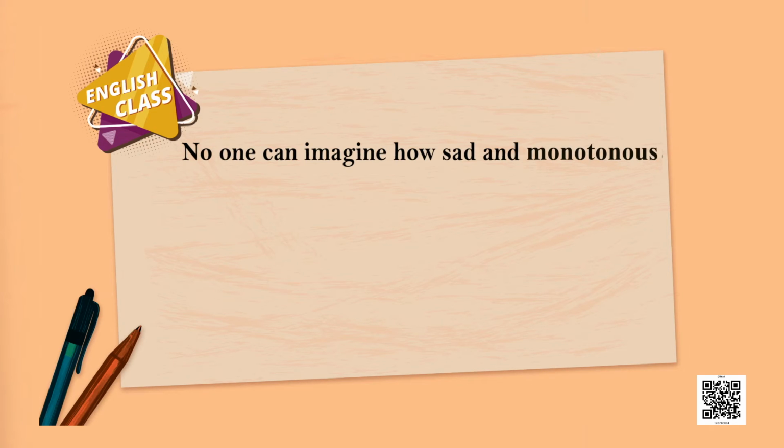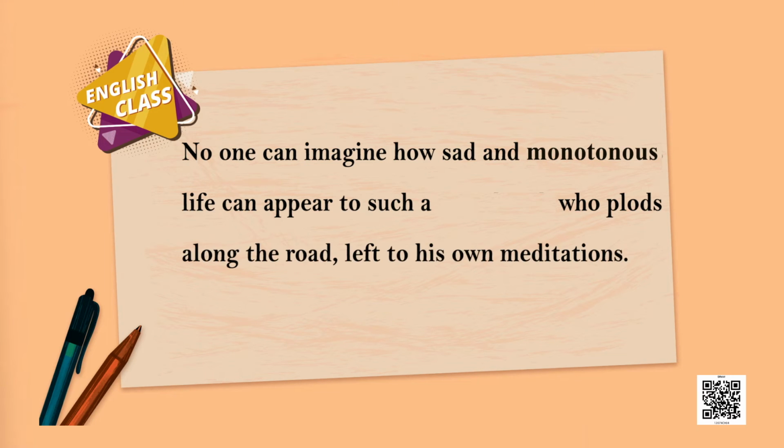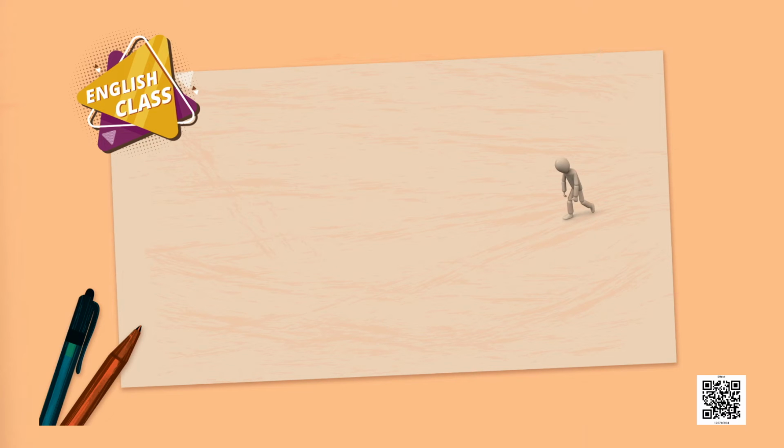No one can imagine how sad and monotonous life can appear to such a vagabond who plods along the road left to his own meditations. Now look at this picture on the screen. What do we infer? How is the man walking? He seems to be walking slowly with heavy steps.